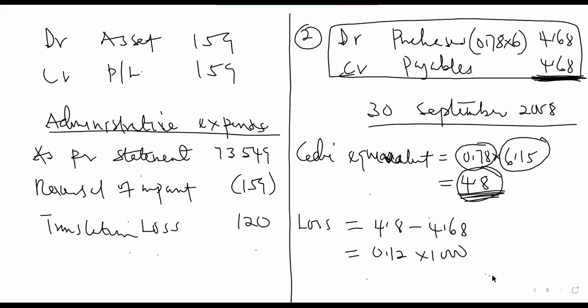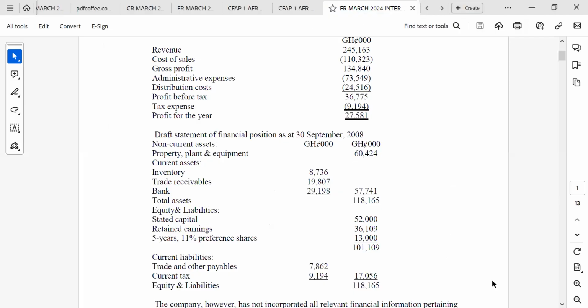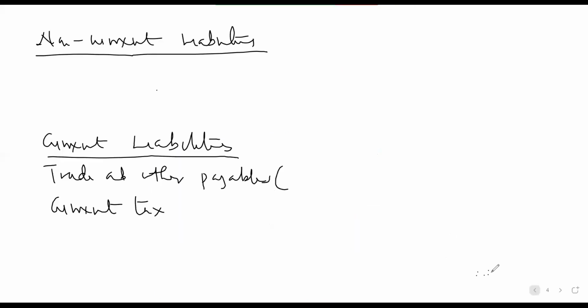Okay, so let's take our trade and other payables and add 120 to it. So 7,862 plus 120. If someone wants to do workings for all of them, I don't have a problem. Some people can just go and do workings and say trade and other payables, add 120, and bring the total figure to the statement of financial position. There's no problem with that.